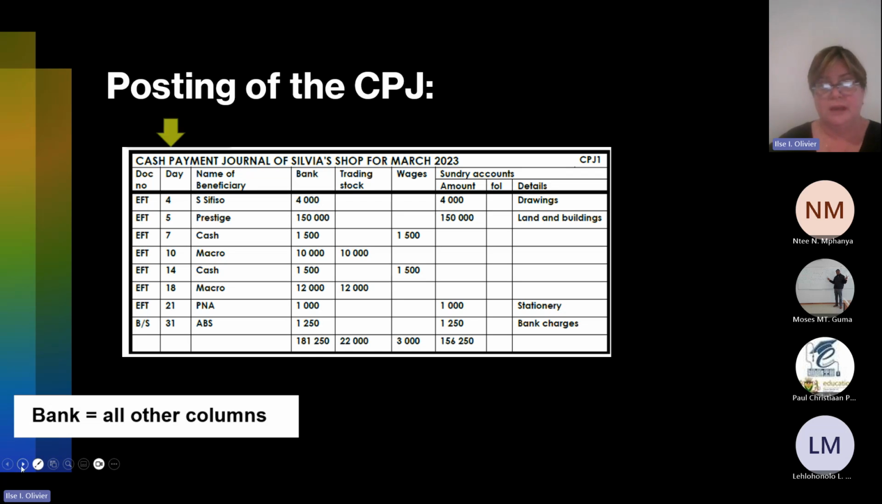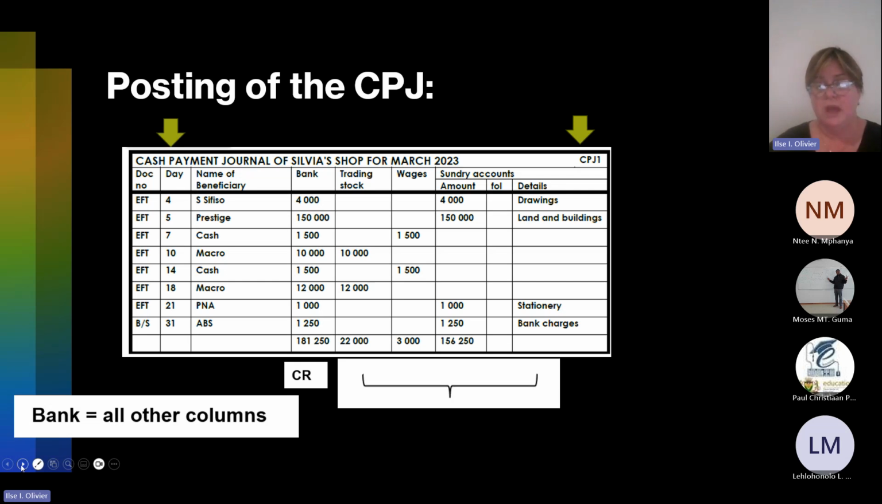Again, what do we know? We know that we must look at the date. We must look at the folio number. Now, bank is credited, so all the other accounts will be debited. Why? Bank is an asset that decreases, and all the others is either trading stock, that's an asset that increase, or expenses that increase decrease our owner's equity.